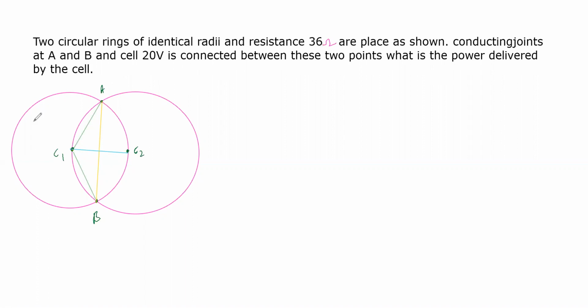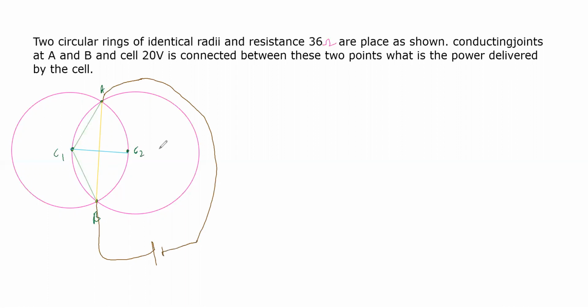Now here one ring is given and here one ring is given. These two rings' radii are equal, and each ring has a resistance of 36 ohm. These two rings are joined at point A and at point B. Points A and B are connected to the cell.